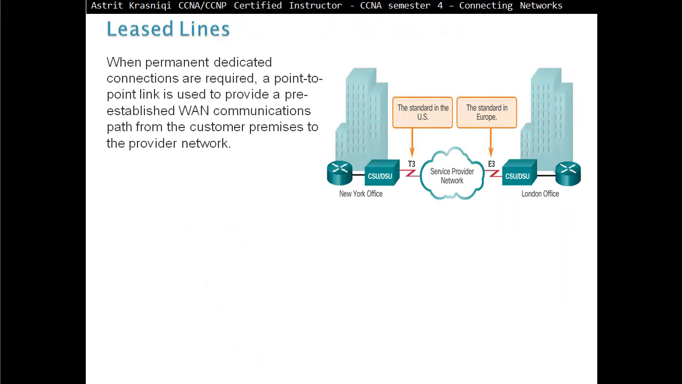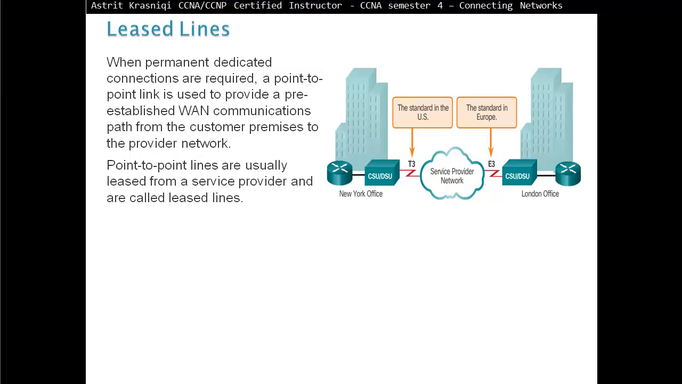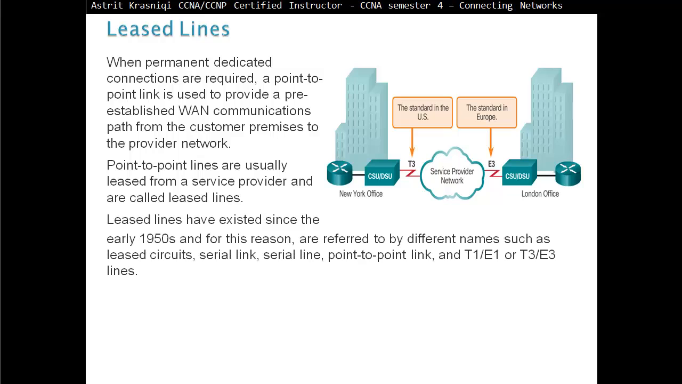Leased lines. When permanent dedicated connections are required, a point-to-point link is used to provide a pre-established wide area network communication path from the customer premises to the provider network. Point-to-point lines are usually leased from a service provider and are called leased lines. Leased lines have existed since the early 1950s, and for this reason are referred to by different names, such as leased circuits, serial links, serial line, point-to-point link, and T1, E1 or T3, E3 lines.